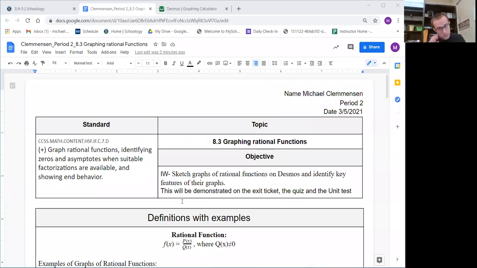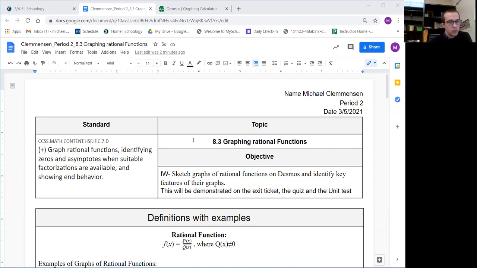So today's topic is 8.3, graphing rational functions. Our objective for today is to sketch graphs of rational functions on Desmos and identify key features of their graphs. Those are our main topics. You will demonstrate this on the exit ticket, the quiz, and then the unit test.